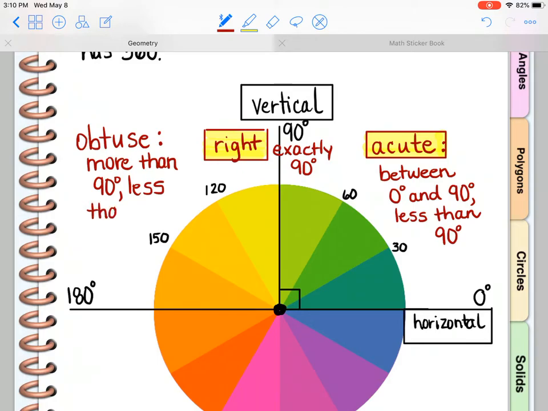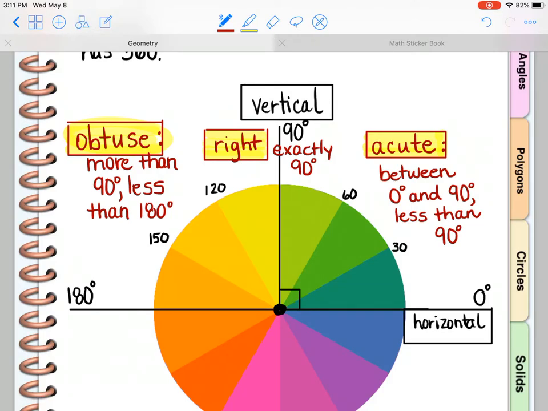So anything in this range of yellow here is an obtuse angle. So on the other side we have cute little angles, and on this side we have the large obtuse angles. Okay, so an obtuse angle is more than 90 but less than 180. So you know 3 of the types of angles right there in the red.